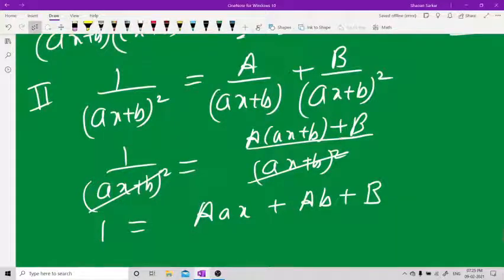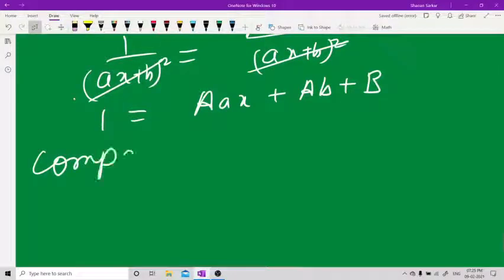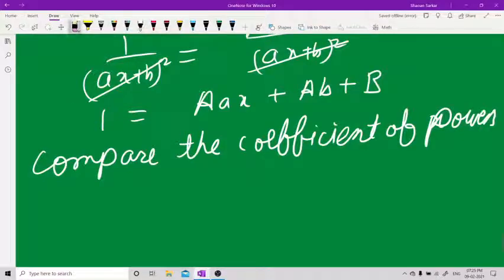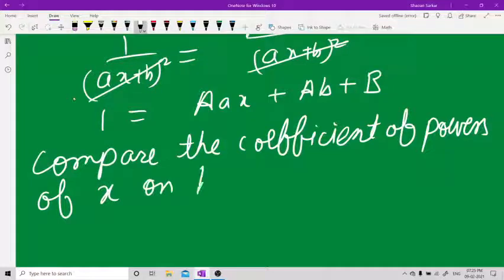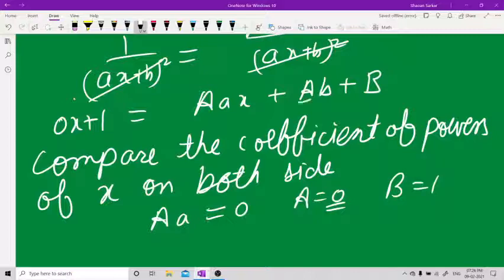Now again, as usual, Aax plus Ab plus capital B. Now compare the coefficient of x, the powers of x, on both sides. So you can write here 0x. So Aa is 0 in this case. So here A comes out to be 0 and B comes out to be 1 straight away, because A is 0 and B is now 1.